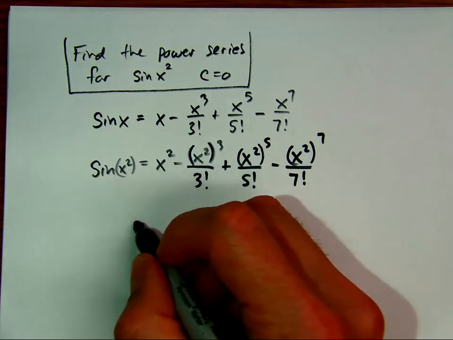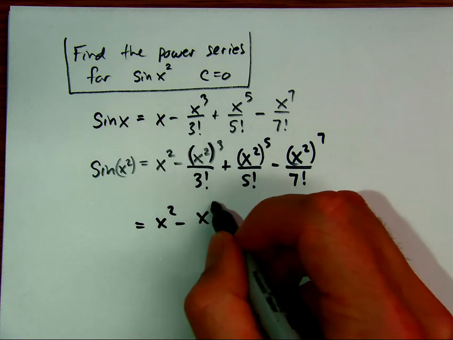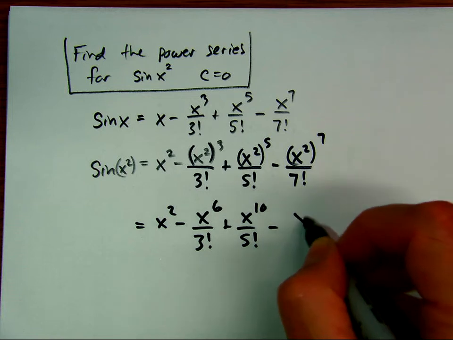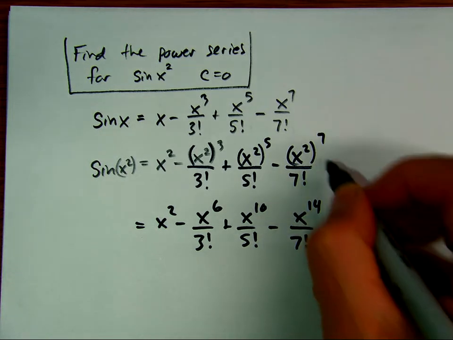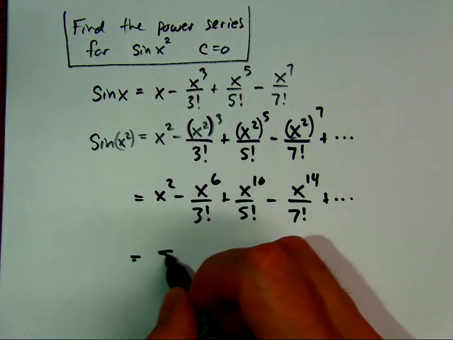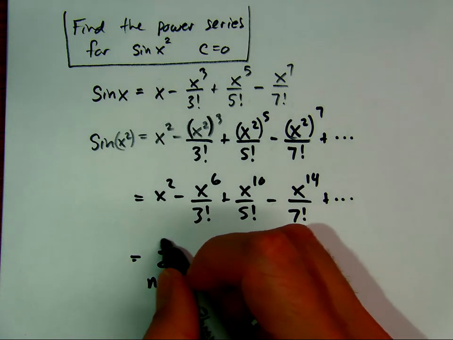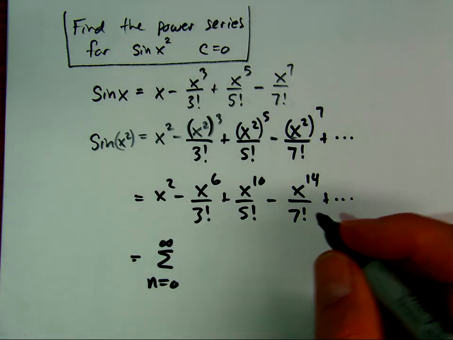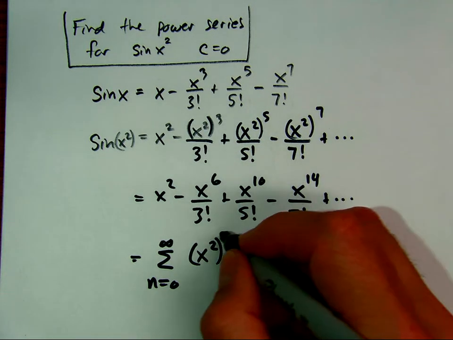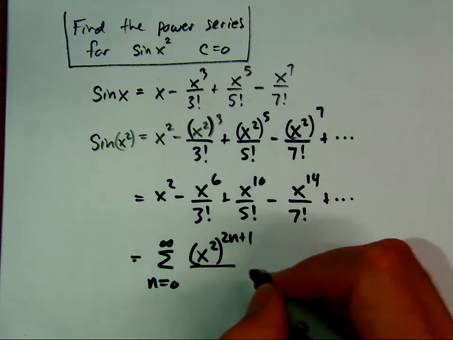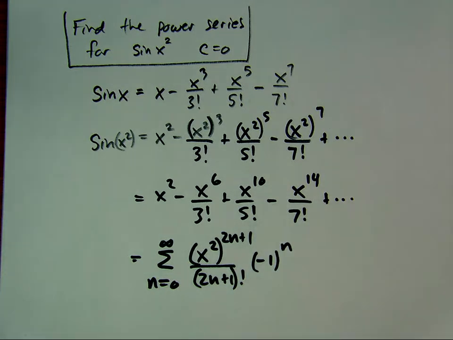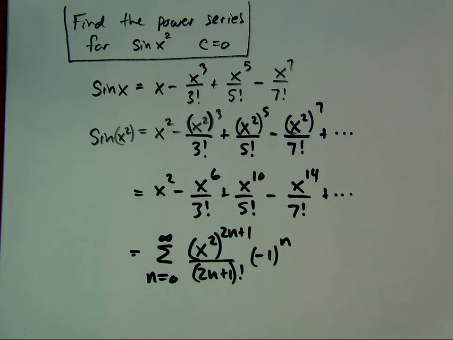You could write this as x squared minus x to the 6th, x to the 10th, 14th, but in order to write sigma notation, it would be easier just to write it in this form, where we'll have x squared to the 2n plus 1 over 2n plus 1 factorial, negative 1 to the n. And then we could expand that if we wanted to.